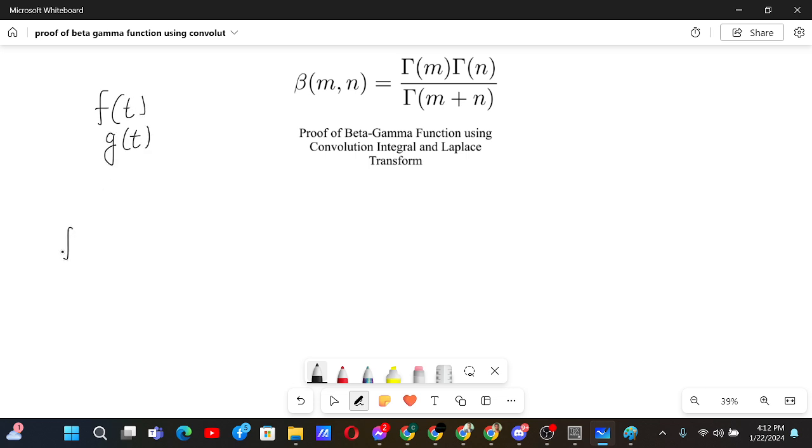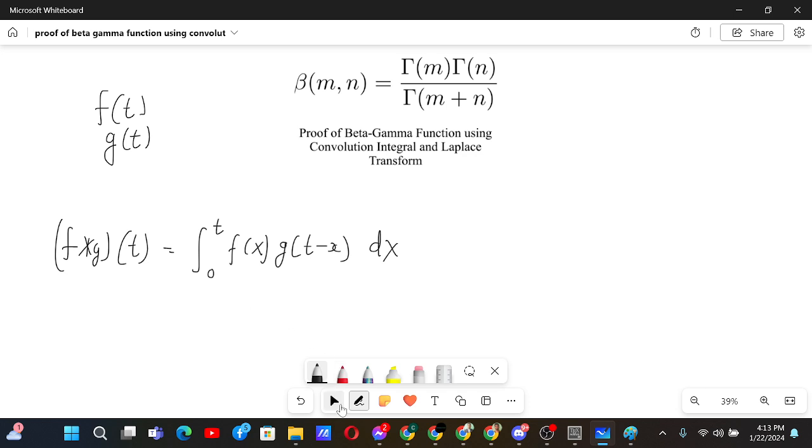Now if we are finding the convolution of these two functions, the convolution is defined as the integral from 0 to t of f of x g of t minus x dx. Basically, while x is going from 0 to t, if you are integrating f of x and g of t minus x dx from 0 to t, that will give us the convolution of f and g.